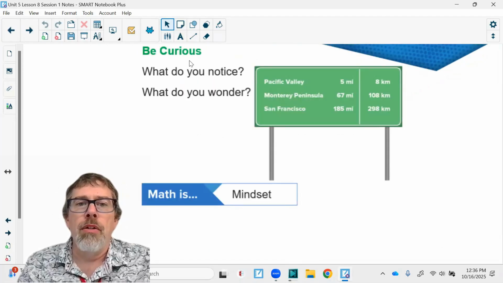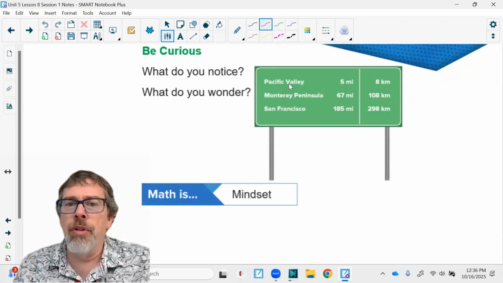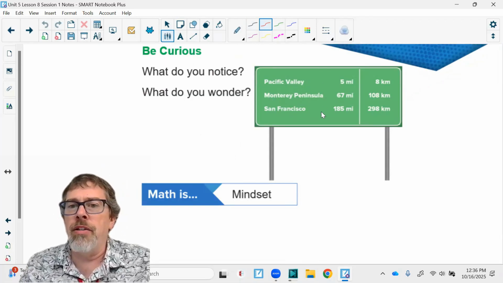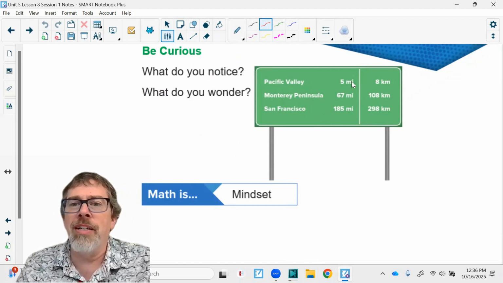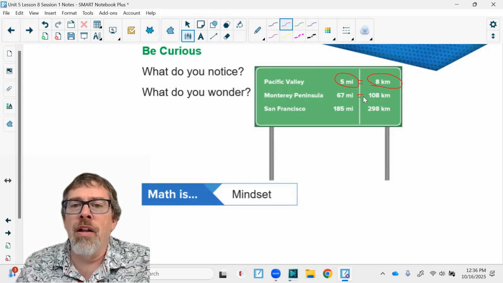Okay, so it starts out, be curious, what do you notice? What do you wonder? Well, I noticed that there's three different cities listed on a sign next to a road telling us the distance to these places from where this point is. Pacific Valley is 5 miles, but that's equal to 8 kilometers, and so on and so on. So these are equal distances. That tells me right here that miles are longer than kilometers.